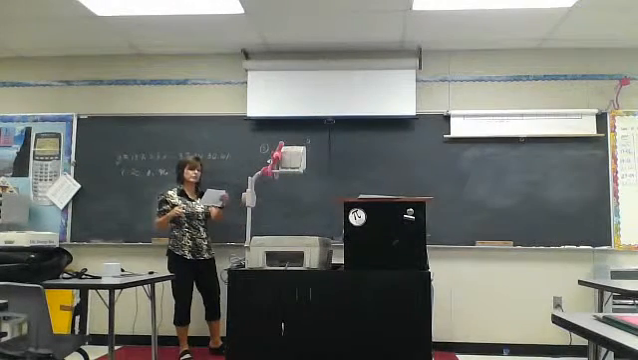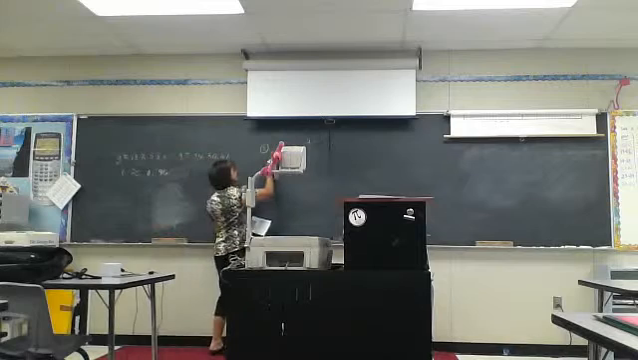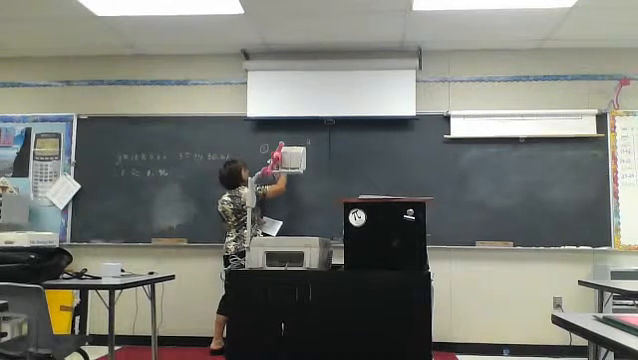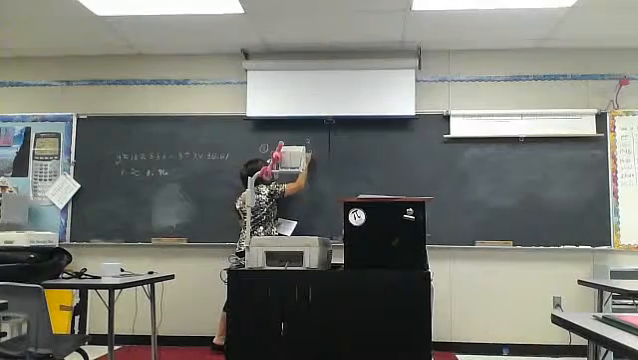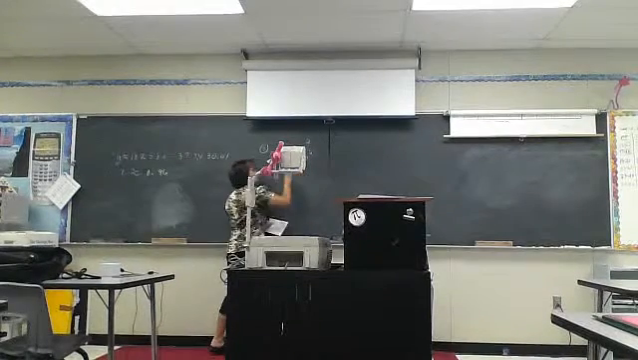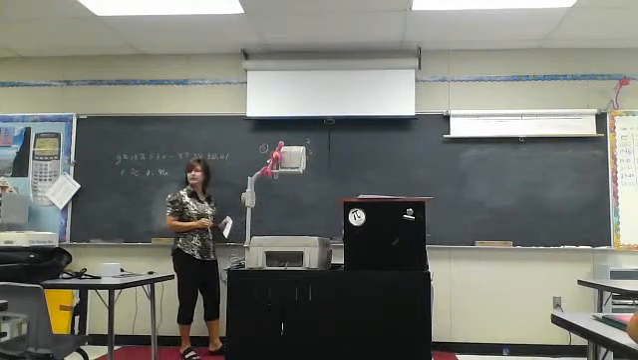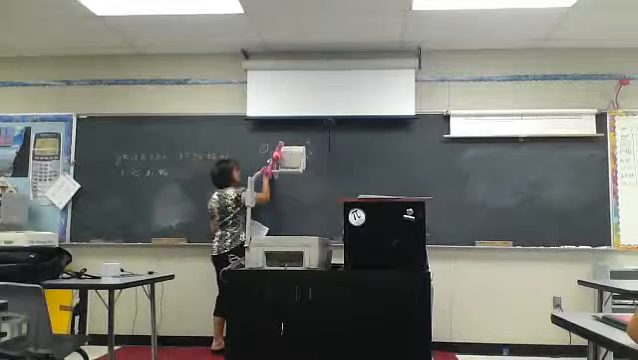Now let's go put numbers in. If the price is $6 when the radius is 10, don't forget to square it. Now we've got to find K. Well, 10 squared is 100.